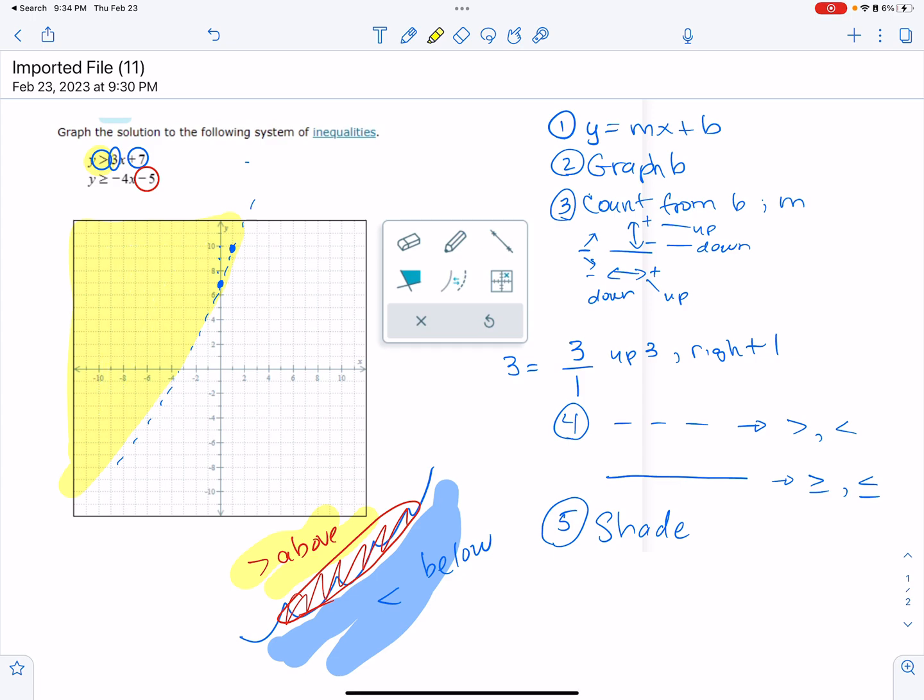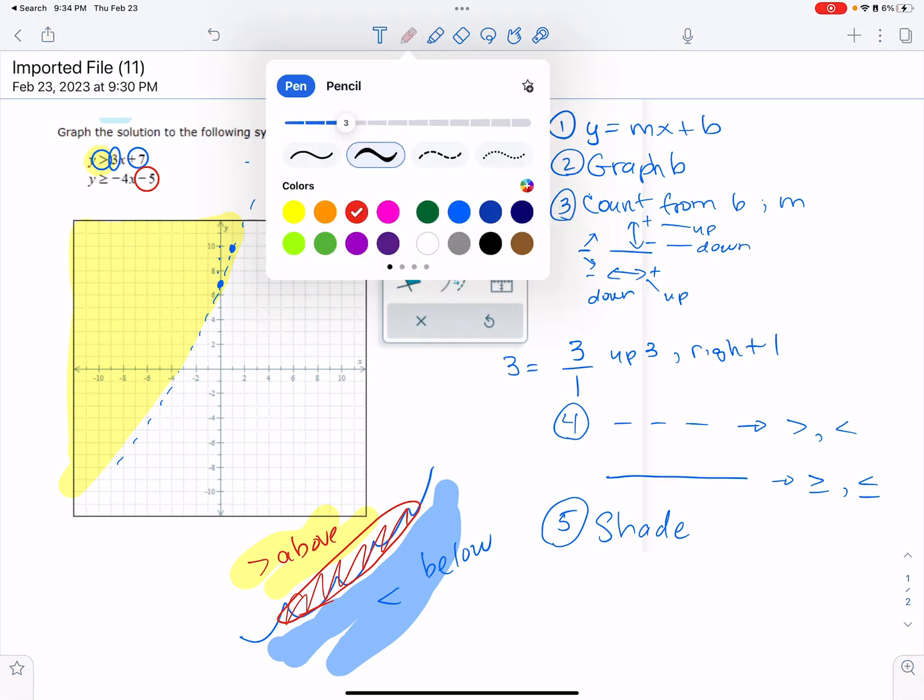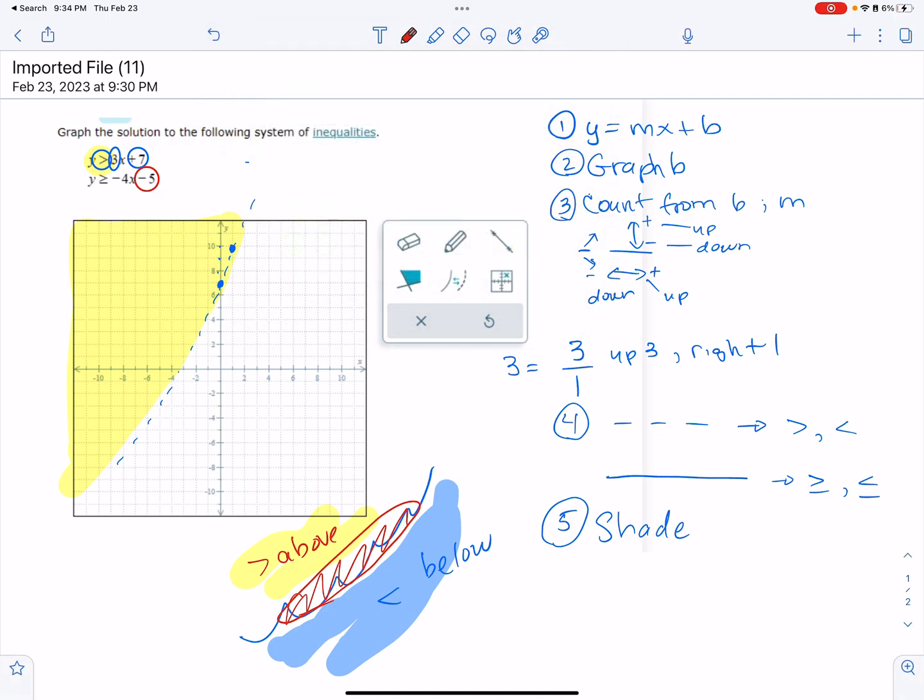Okay. Now let's do the second one. I'm going to do that one in red. So for that one, you're going to say, okay, negative 5, 1, 2, 3, 4, 5. Now when I say graph b, that means you're going to plot on the y-axis. Sorry, I should have said that. It's my y-intercept, so it's going to go on the y-axis. And so that's negative 5. And then I have negative 4, which is the same as negative 4 over 1. And that means down 4, then to the right 1. So I'm going to go 1, 2, 3, 4, to the right 1.